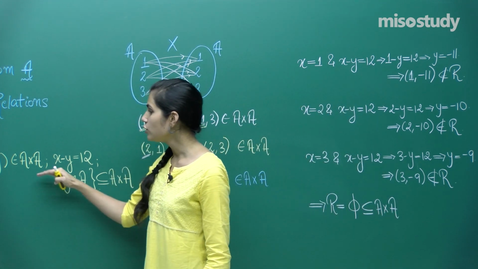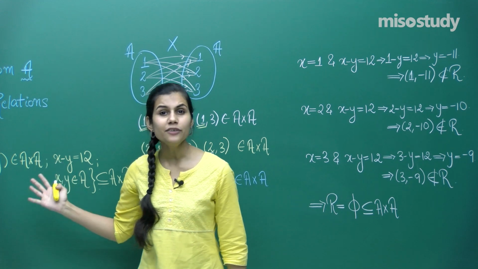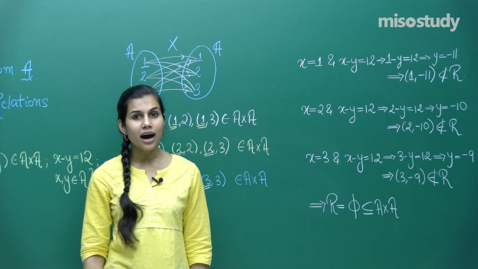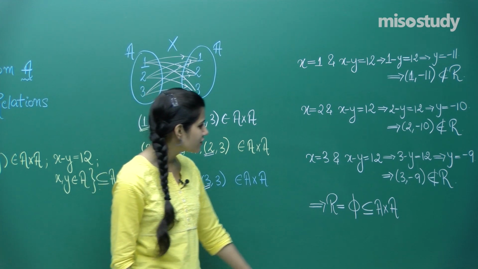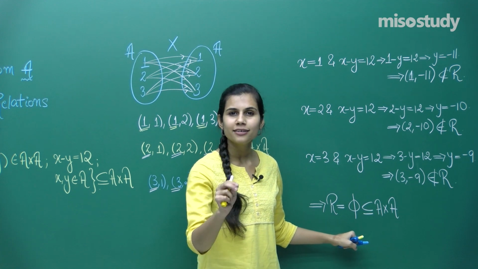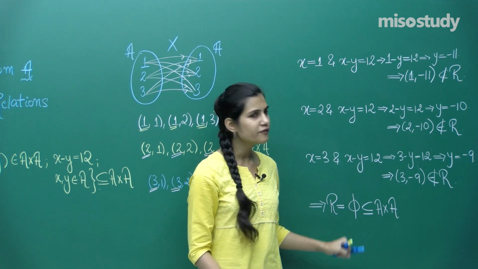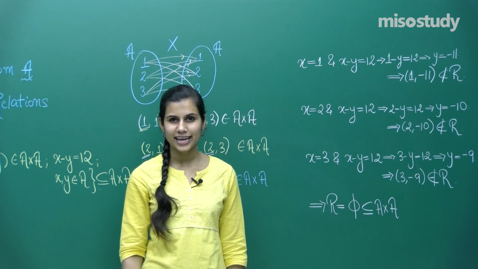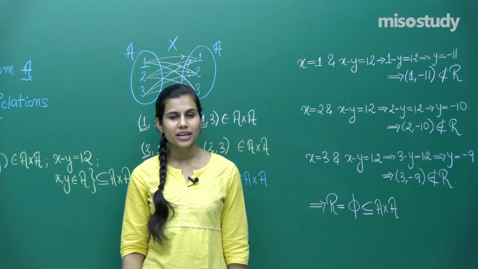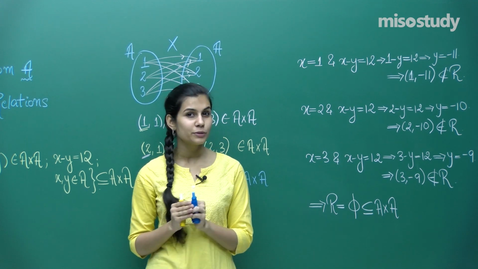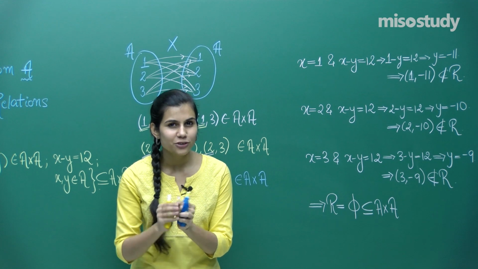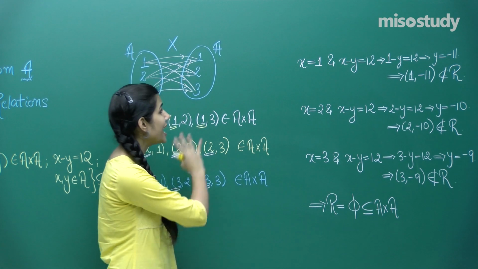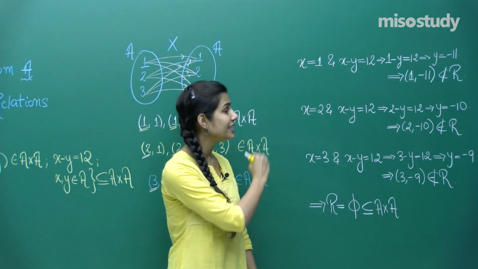This relation, which looked pretty nice in the beginning, when we tried to convert it into roster form, no members came inside R from A cross A. And that is why the entire form of R turned into one single symbol of phi, which means R is an empty subset of A cross A. Why did I do such a relation? Why did the empty set come into picture right here? I am going to tell you in the next section. But over here, you have to understand the analysis which I did and digest the entire study.